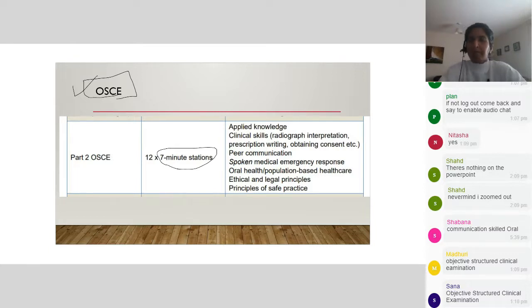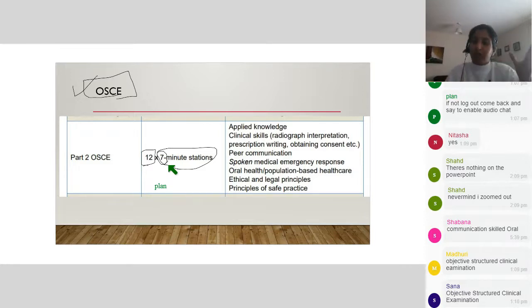Okay. The good thing is in an LDS you only have 12 stations. 12 stations is good because in ORE you actually have 20 to 25 stations, which can be a little difficult. But yes, because the number of minutes are high in LDS, in ORE it's 5 minutes, here it is 7 minutes. So you can say it weighs out to almost the same thing.